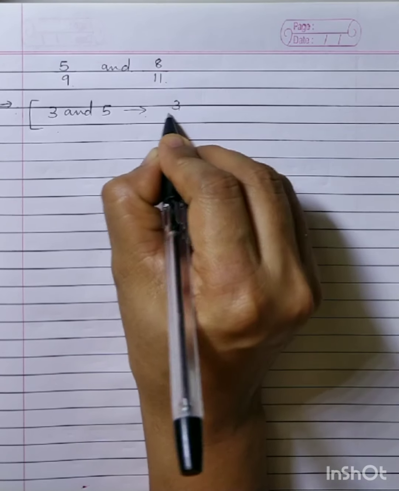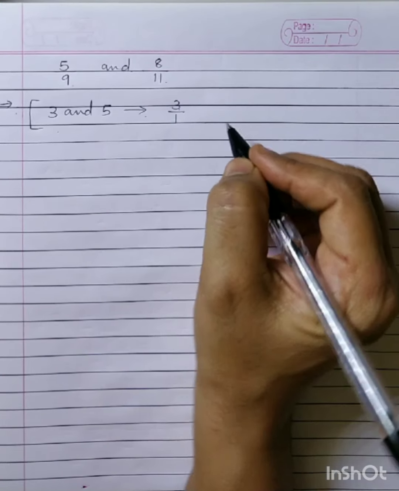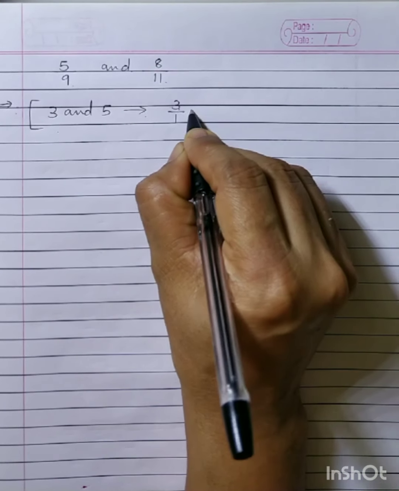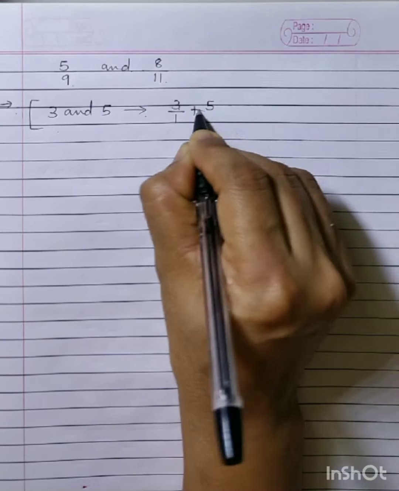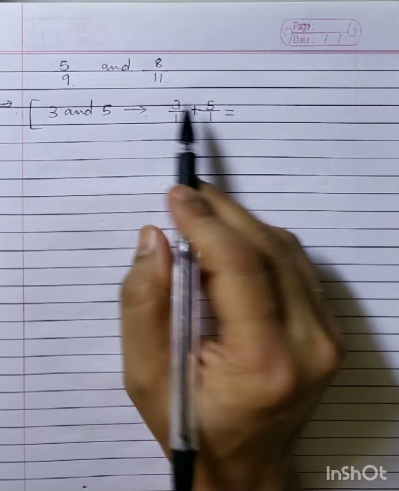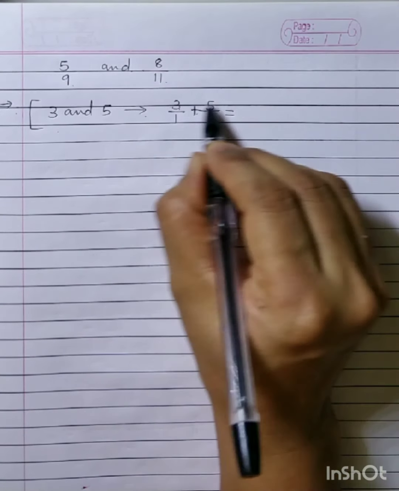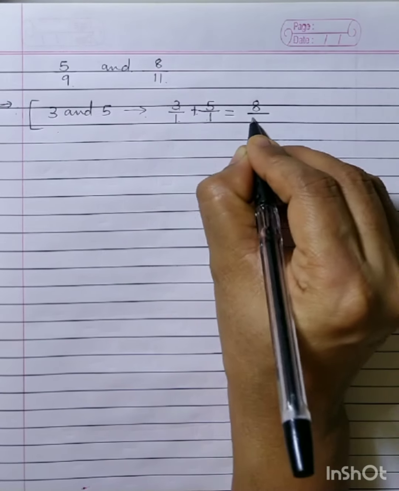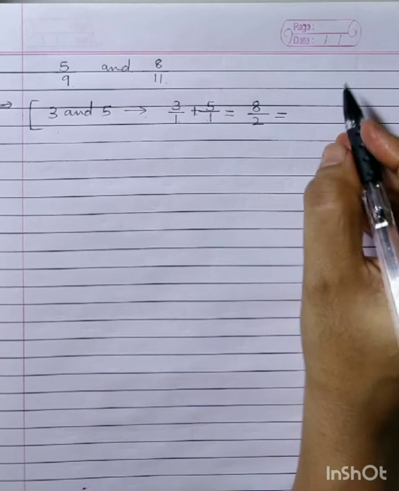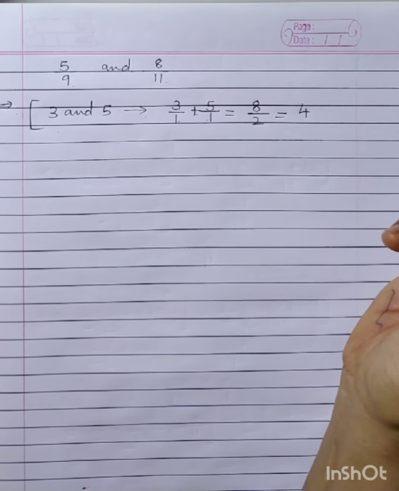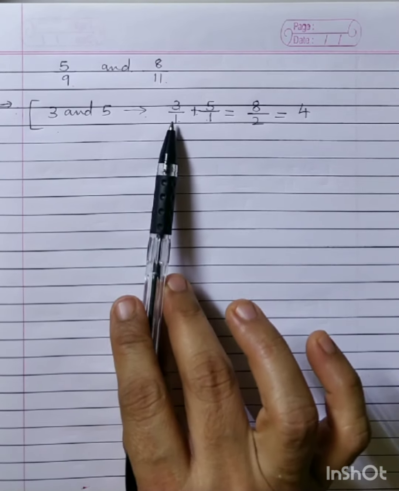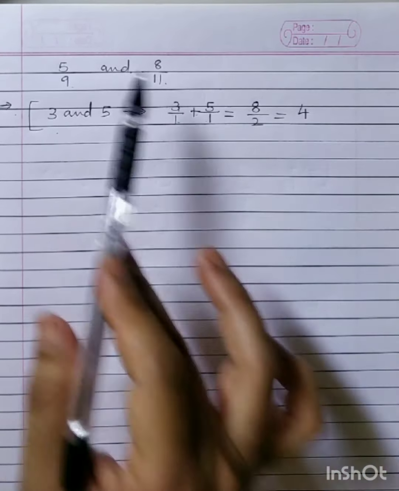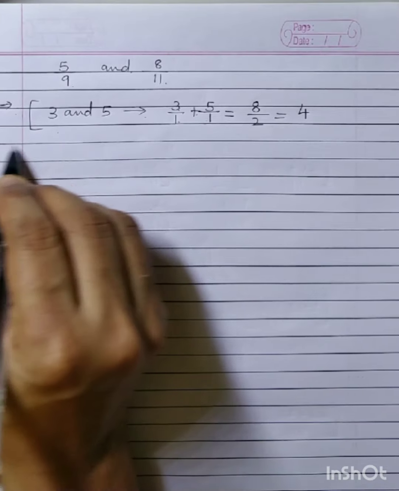3, I can write it as 3 upon 1, right? So any integer can be written as a fraction. Plus, check 5 upon 1. Now add 3 plus 5, both numerators I am adding. What is the answer? 8. 1 plus 1, 2. What is the answer? 4. Right? So one thing is fixed, that 4 is a number lying between these two rationals. So same method you can use here also.